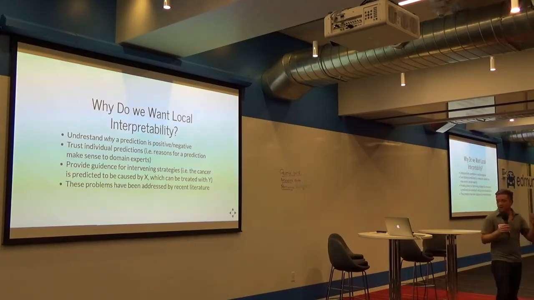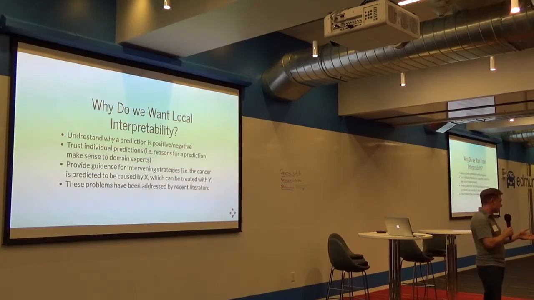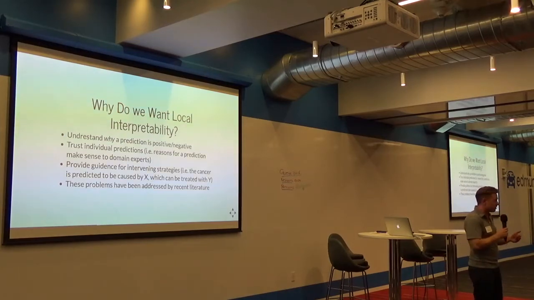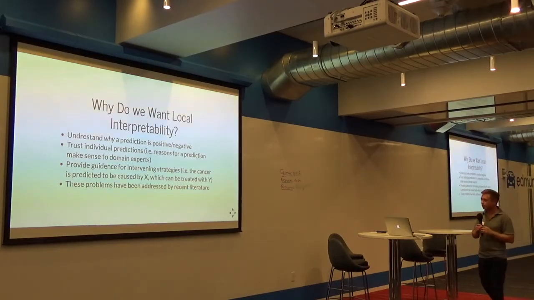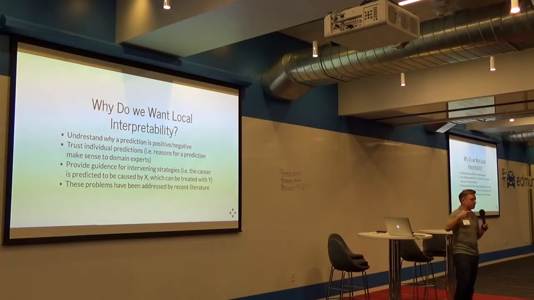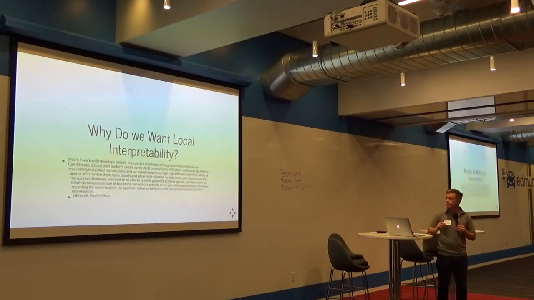Another thing is providing guidance for intervention strategies. Going back to that cancer example, there may be a few different causes of cancer, and the model can come back and say, we think this is the reason why this tumor cell is cancerous. That might actually inform your treatment strategy. If different causes of cancer have different treatment strategies, then you might say, oh, that's interesting. It looks like this particular observation is being caused by this factor, and we treat those types of cancers with this factor. So these are other reasons why we might want local interpretability, why that might be a good thing. Generally, these problems have been starting to get addressed in the literature, so I'm going to go through some details on those in a minute.